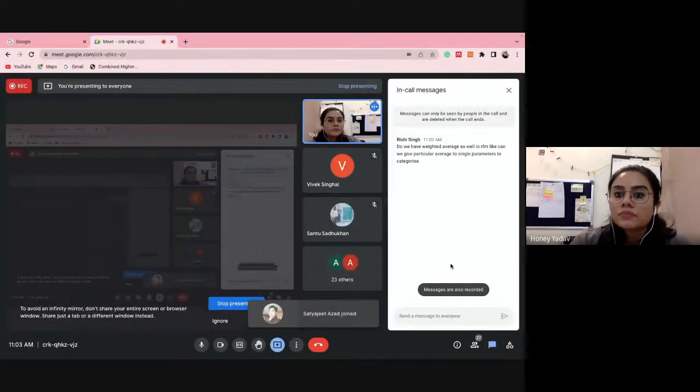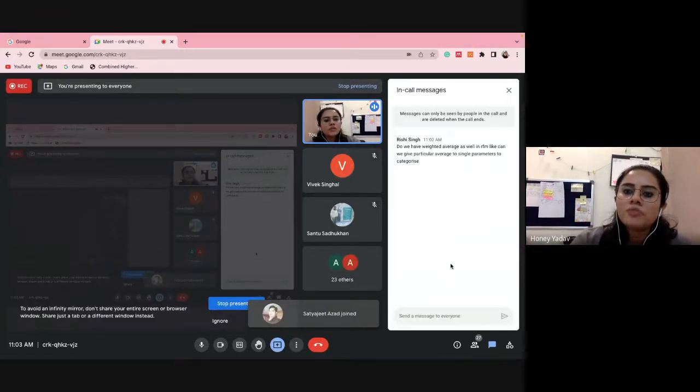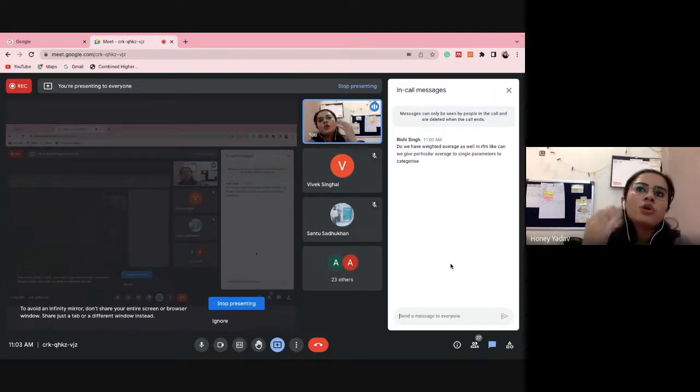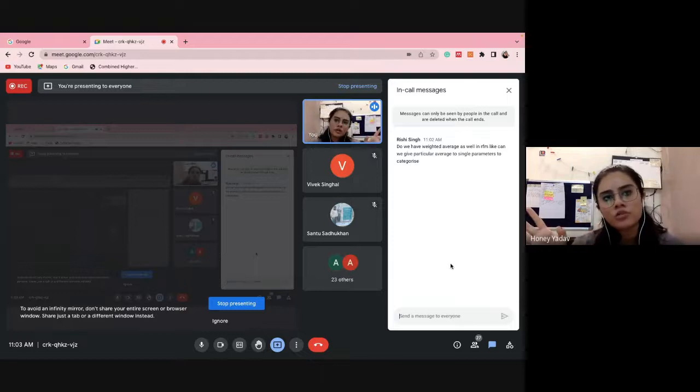So the question is, do we have a weighted average in RFM? Like, can we give a particular weight to a single parameter to categorize? Yes, we can. If you are really interested in high monetary customers, you can give a higher weight to the monetary value. So you give, say, 50% weightage to the monetary value, and in that way you find the excellent customers on the basis of the monetary value only. So more weightage will be given to the monetary value.